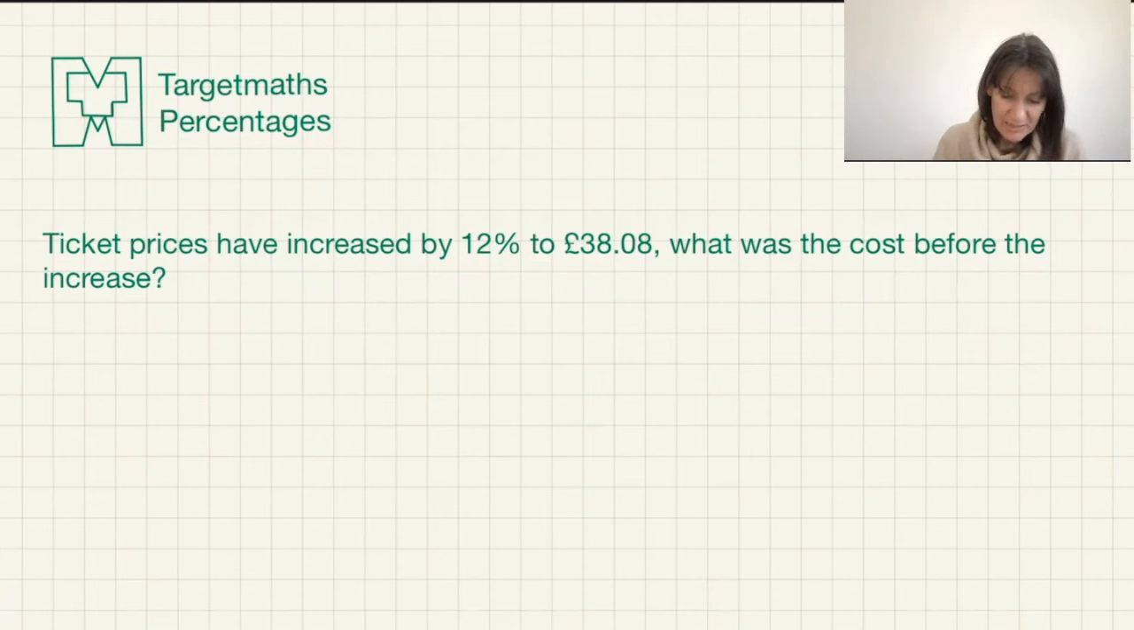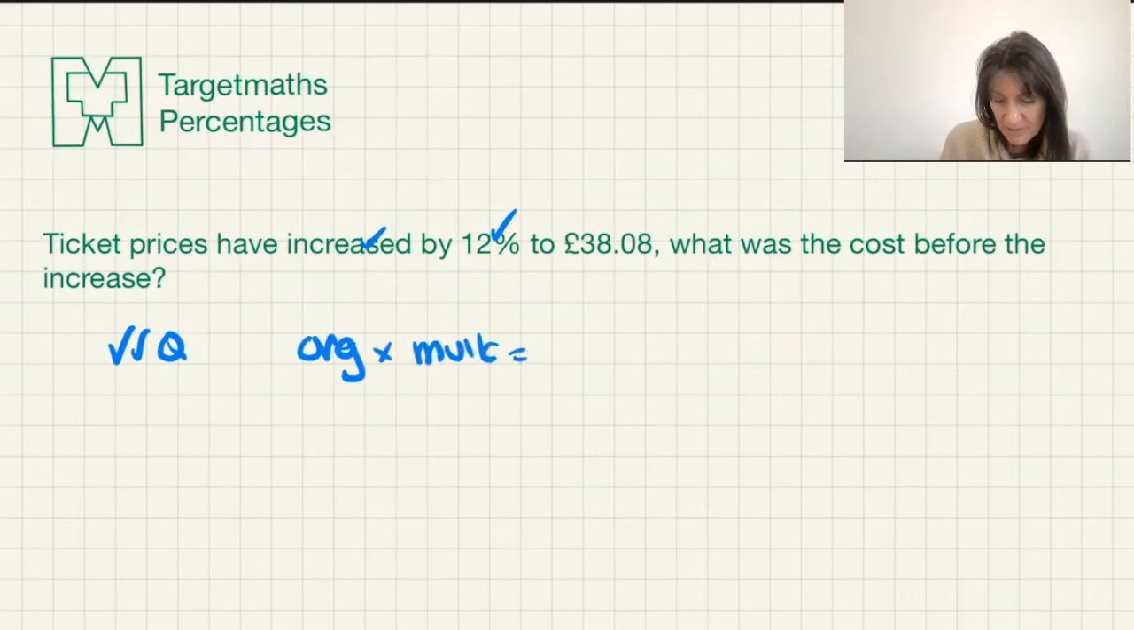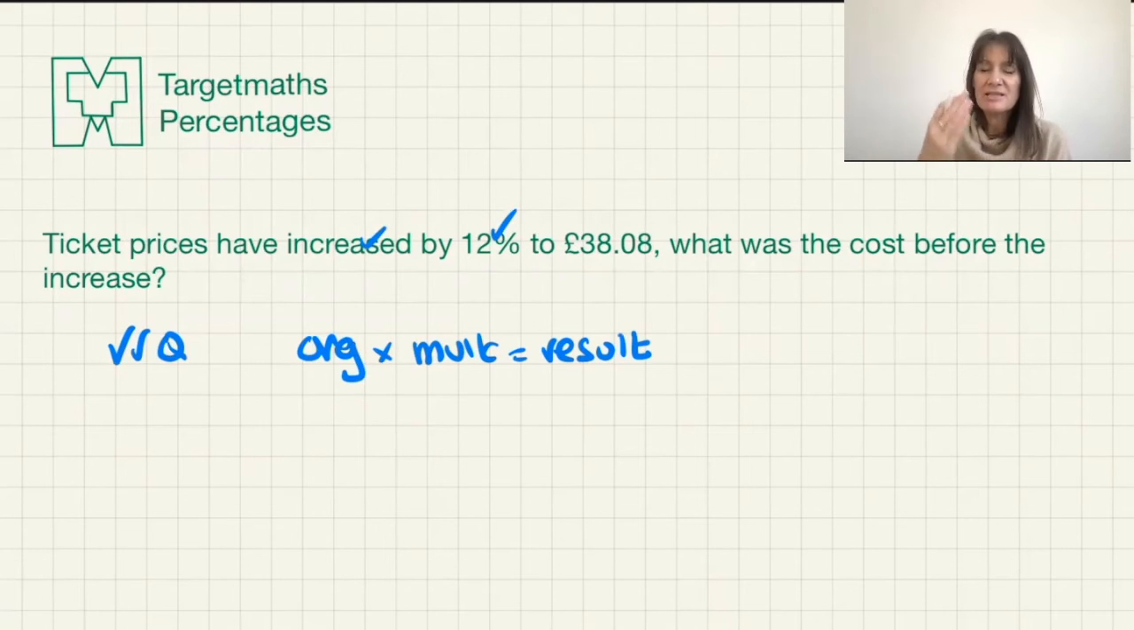Okay, so ticket prices have increased by 12%. It's absolutely a 2 tick question. So I've got my original times multiplier equals result. If you're not writing this out every single time, you are not likely to easily recall it. So don't feel like, oh, I've got that now, I don't need to write it. I'm not writing it every time for you. I'm writing it every time because it's how we want our brain to remember this, so that when we see it pop up on the exam, we just flow into this routine.